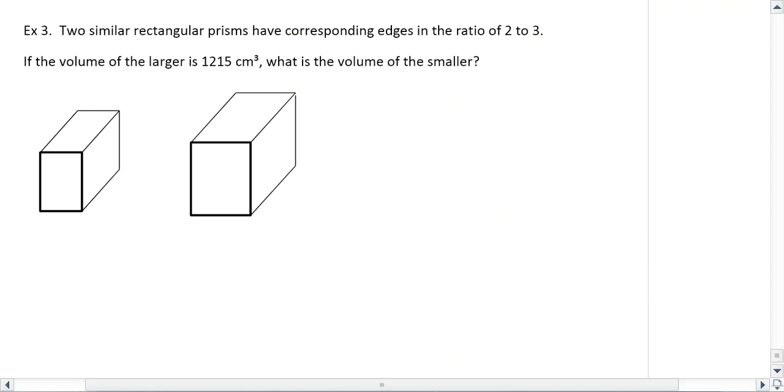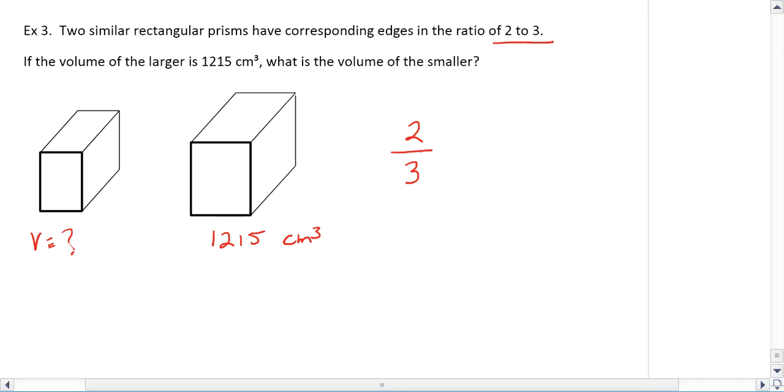All right, this next example is a volume question. We are given that these two rectangular prisms, like a box, are similar, and the corresponding edges have a ratio of 2 to 3. So I'm going to set that up as small over large, 2 to 3. We know that the volume of this larger one is 1,215 centimeters cubed, and they want us to find the volume of the smaller one.